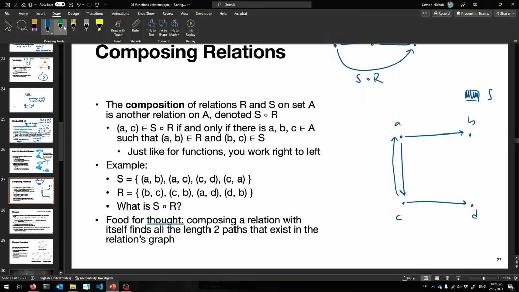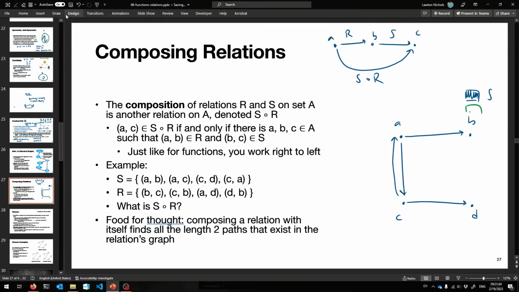Let's do the R relation now. Let's say that green represents the R relation. And in R, B is related to C. So that's in the R relation. And then C is related to B. So you can do that as well in the R relation. A is related to D, and then D is related to B. So that is the R relation.